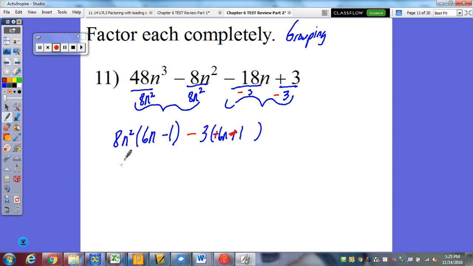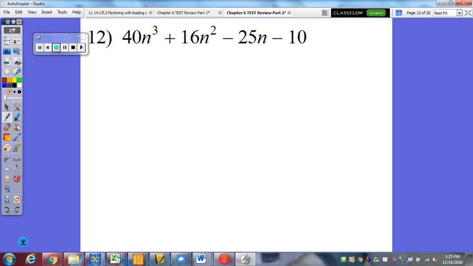Now we can factor out that 6n minus 1 and be left with 8n squared minus 3. All right. Look at one more.